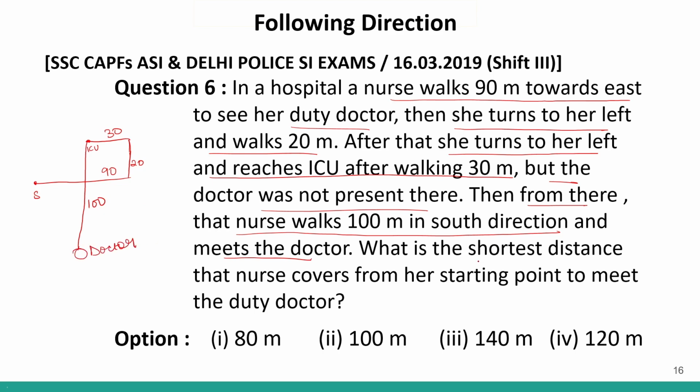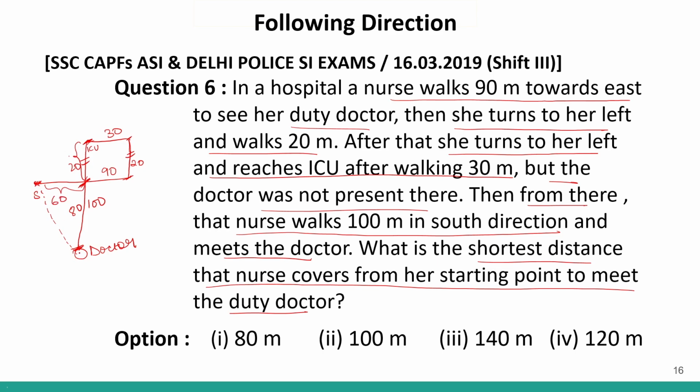We have to find out the shortest distance the nurse covers from the starting point to meet the duty doctor. So the shortest distance from the starting point to meet the doctor will be this distance. Now, if this complete line is 100 and this is 20, this will be equal to this, right? So if this is 20 and this is 100, then this distance from here to here will be equal to 80, correct? Now, if this complete line is 90 and this is 30, that means this line will be 90 minus 30, which is 60.